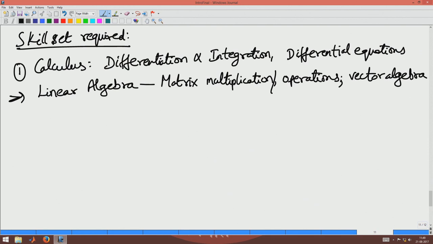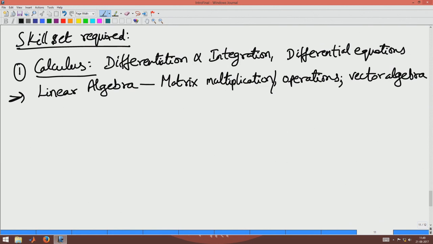But calculus is something that you should know. I am not going to teach you how to integrate, differentiate and how to formulate differential equations, or how to solve differential equations. But having a knowledge of calculus and linear algebra would help you do well in this course.